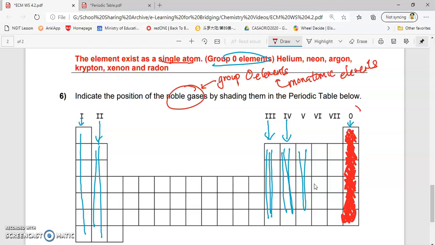So down here, all these elements over here, they are the noble gases, which means that they are also your group 0 elements. Why are they group 0 elements? Because this whole column here is known as group 0. Okay, so that's all for this worksheet.